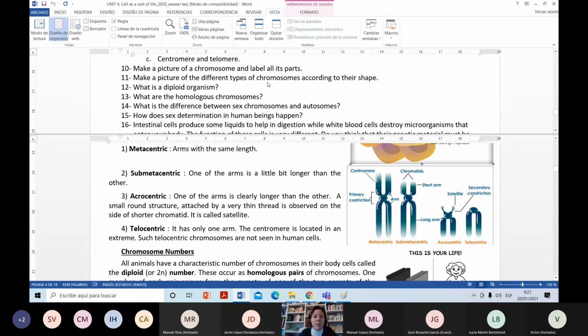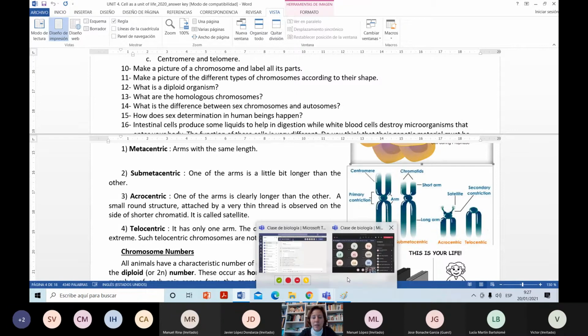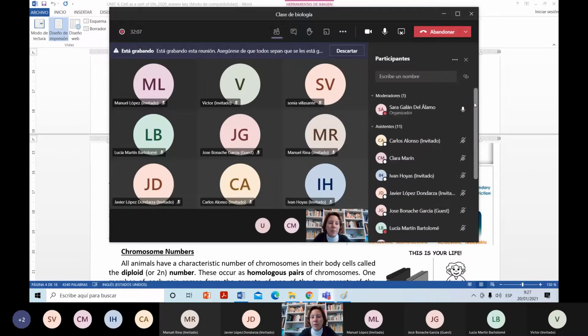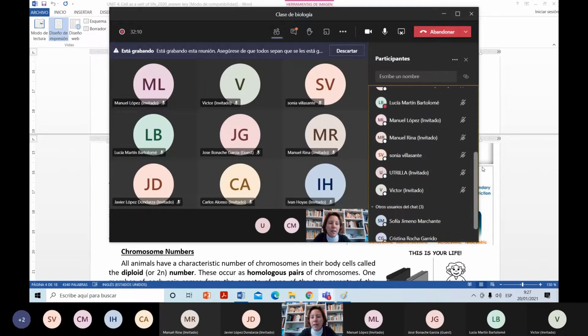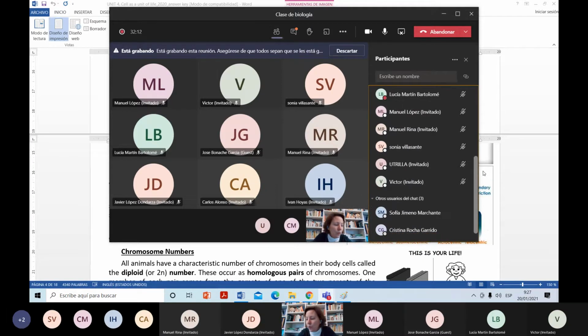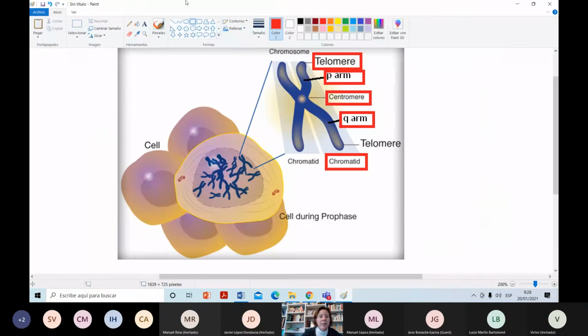The last one you had to do was activity number 11. In activity number 11, you just had to name all the types of chromosomes and draw them. So Jorge asks, what's the difference between chromatids and telomeres? Okay, a chromatid is all this. I'm going to paint in red right now a chromatid. That is a chromatid.